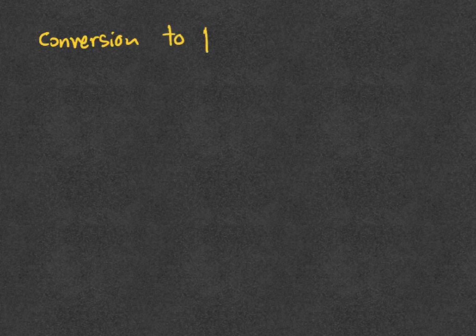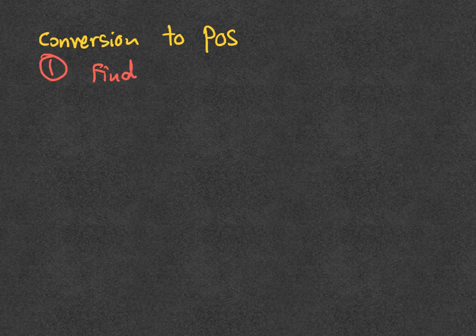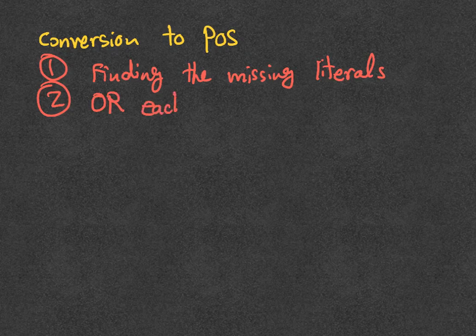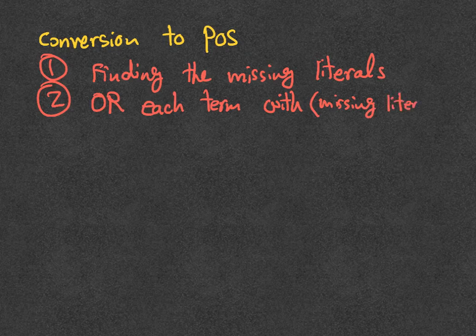So now the conversion to POS. The first step is again finding the missing literals, and the second step is to OR each term with the missing literal multiplied, or ANDed, with its complement.